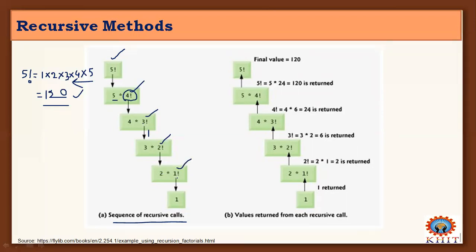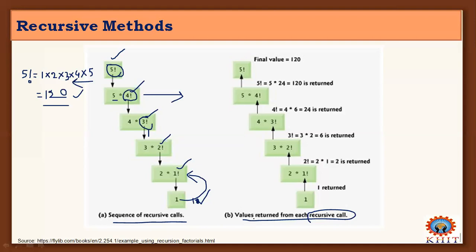What does this 1 factorial indicate? 1 factorial is 1 into 1, so the value it returns is 1. When it returns 1 here, the product of this 1 factorial with 2 follows. This is the sequence of values returned from each recursive call. Thus we design a recursive method for finding the factorial of a given number. Every time, this is recursive call 1, iteration 1, the first recursive call to find 5 factorial, then 4 factorial, then 3, like that.